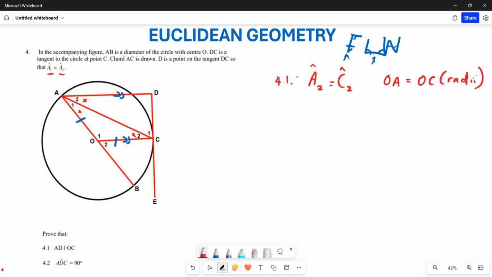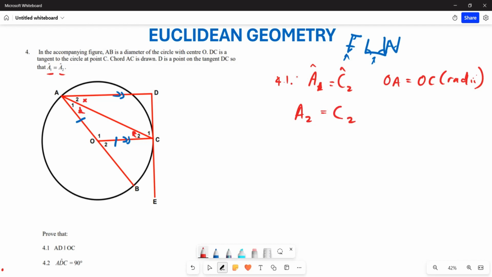Now, secondly, what is it that I want you to take note of? Since angle C2 is equal to angle A2, right? What else do we know from here? Remember, this was angle A1, this particular angle here, and this particular angle. So your angle A2 here is now going to be equal to your angle, what?